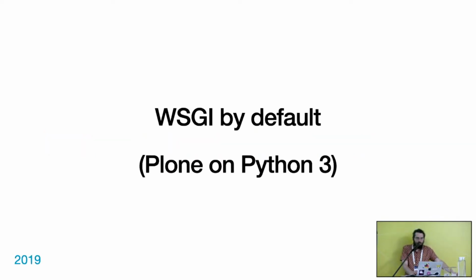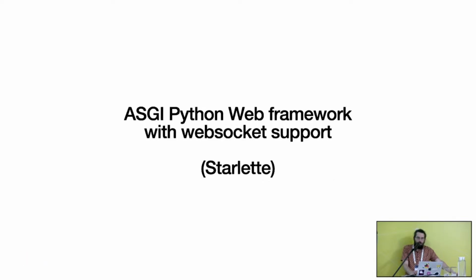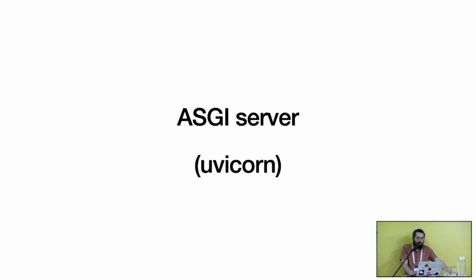We've got WSGI by default in Plone and Zope. That's how it's served. That means we can take our pick of the different Python web servers that are available and use the one that works best for us. We've got ASGI Python web frameworks that support WebSockets and async IO, Starlette, for example. We've got servers that handle the ASGI specification. Uvicorn is one of them.